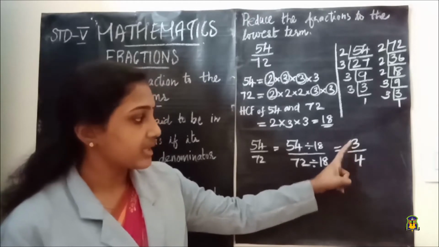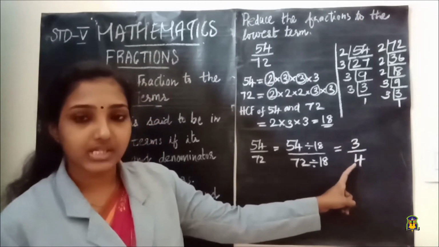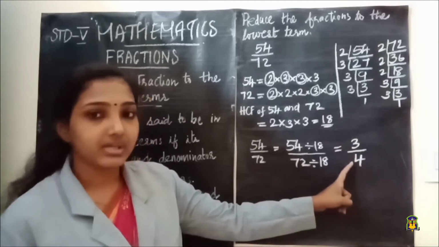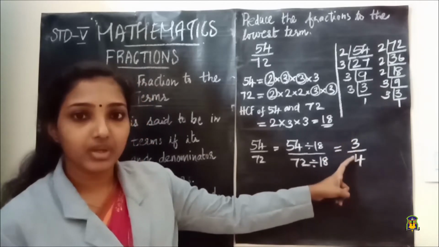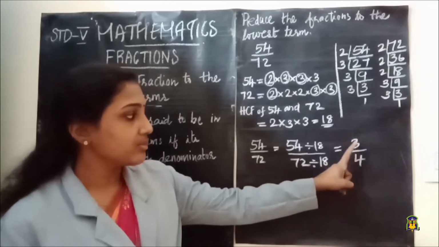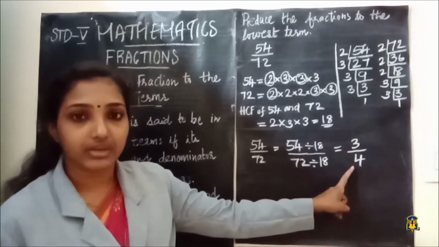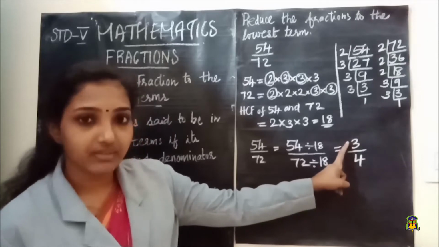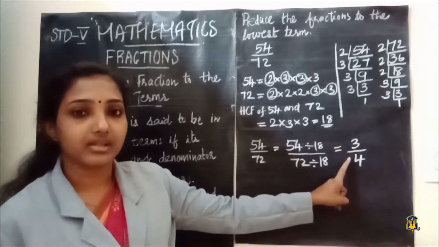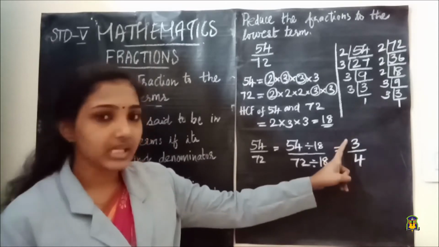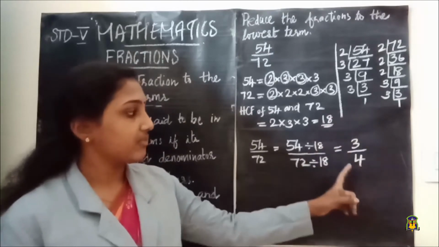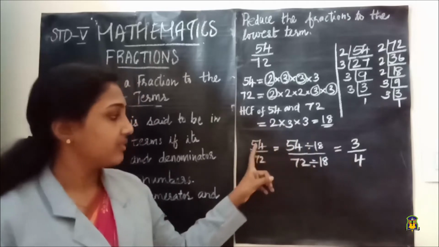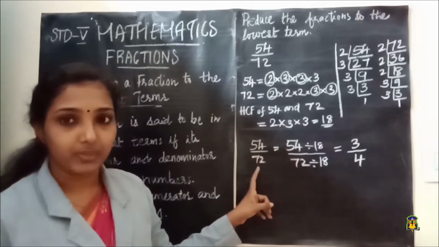Look here, the numerator is 3 and the denominator is 4. Look whether these numbers are coprime numbers. What is the HCF of 3 and 4? The only common factor between 3 and 4 is 1, right? So the HCF of the numerator and denominator in this fraction is 1. That means 3 and 4 are coprime numbers. So 3 by 4 is the lowest term of 54 by 72.